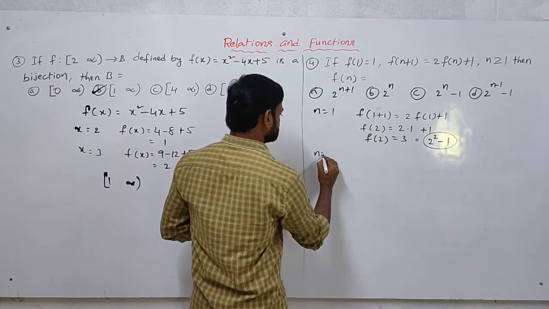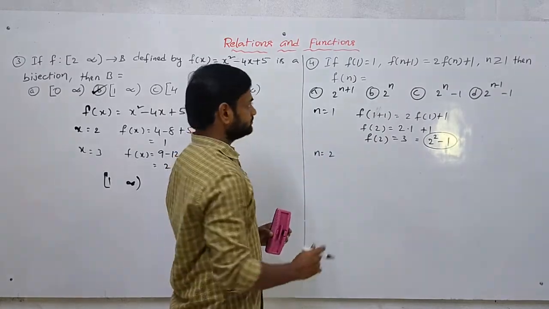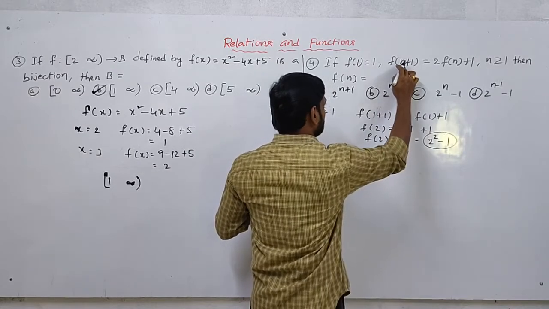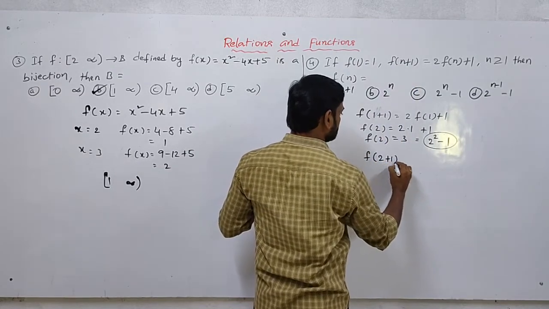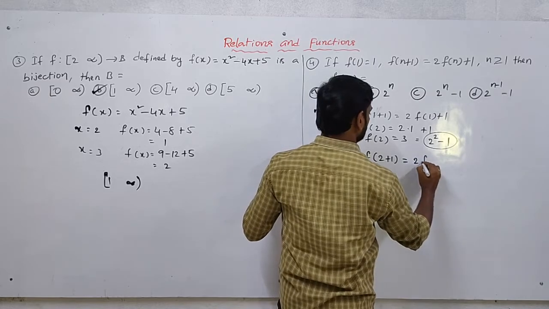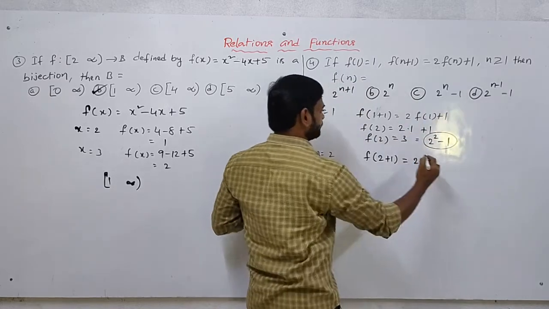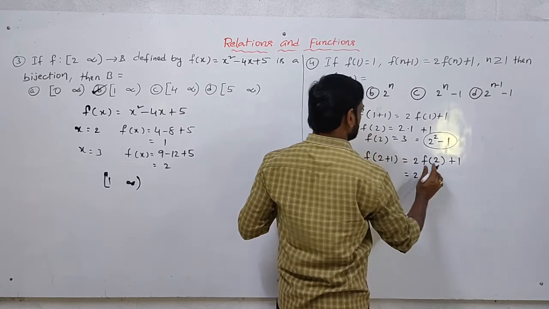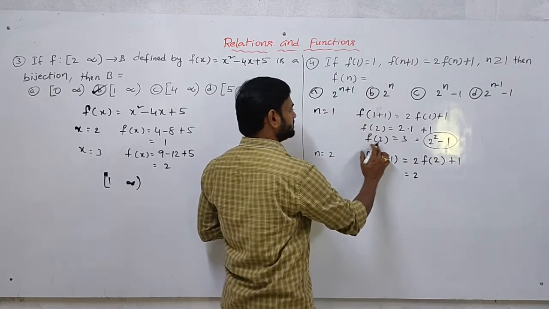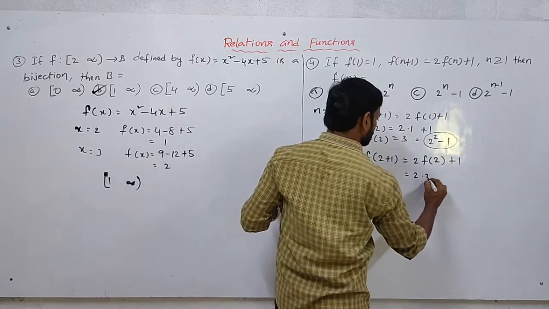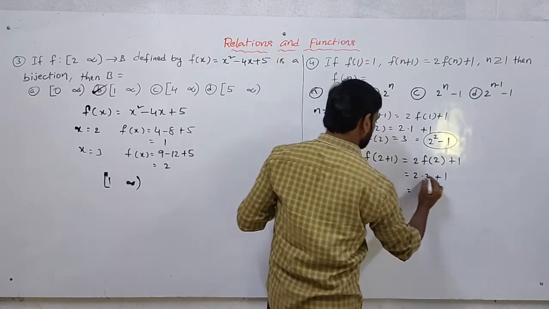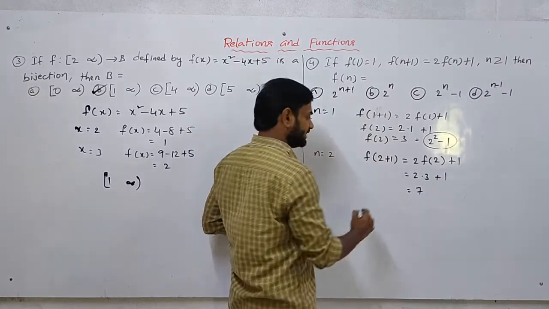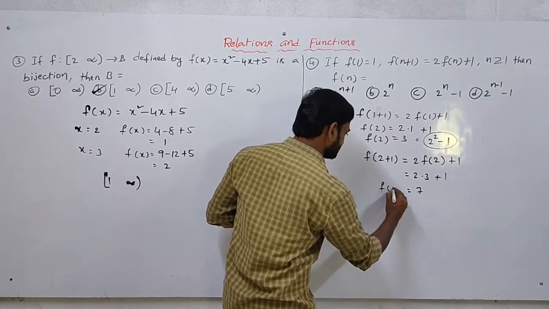Next, suppose n equal to 2. Substitute. f of n plus 1, with n value 2, is equal to 2 into f of 2 plus 1. That is 2 into f of 2 value. Already you got f of 2 value, how much? 3. 2 into 3 plus 1. So 2 into 3 is 6, 6 plus 1 is 7. This 7 I am writing as, this is f of 3.